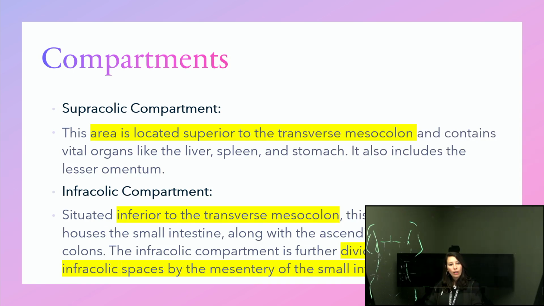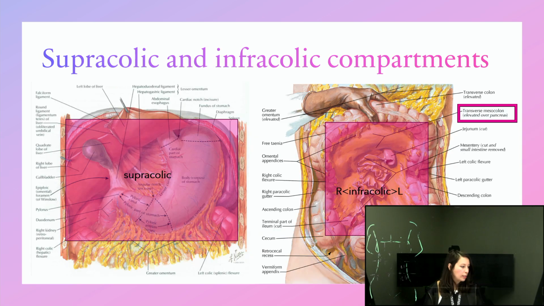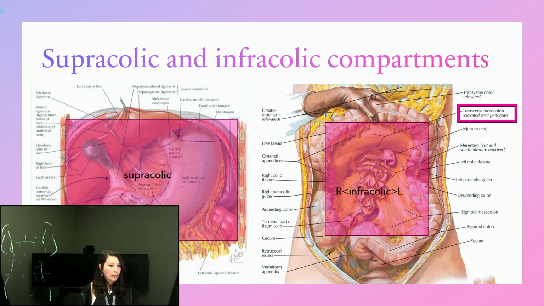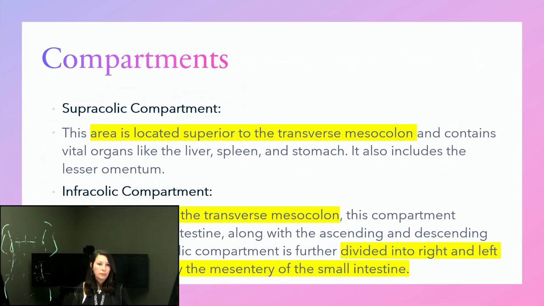The infracolic compartment, as the name implies, is inferior. This one is inferior to the transverse mesocolon, and it's divided into right and left infracolic spaces by the mesentery of the small intestine, as you saw right there. Let me move myself to the other side so you can actually appreciate it.